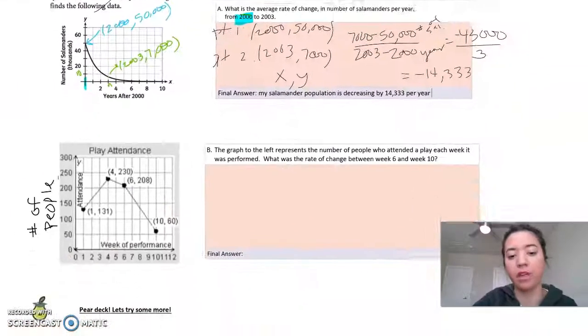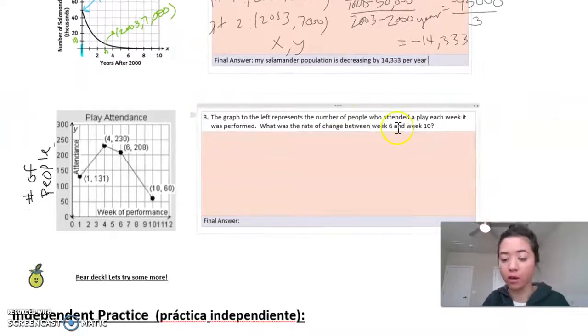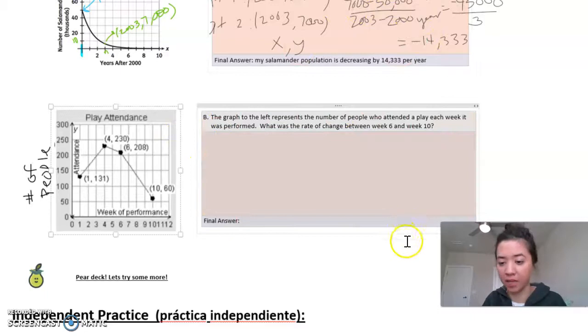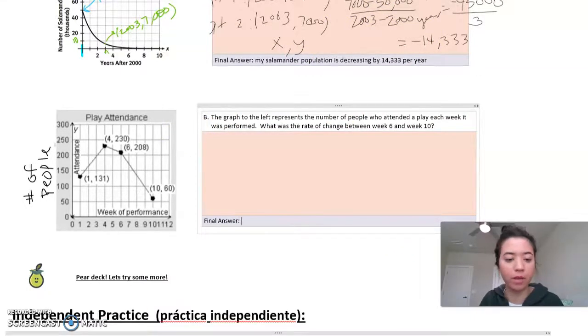Beautiful. Okay, there's another graphing one right here. Go ahead and give that a try. Write out your 2 points, calculate it, and try to explain to me what that number means. Pause me when you are, or come back and play me when you're ready.